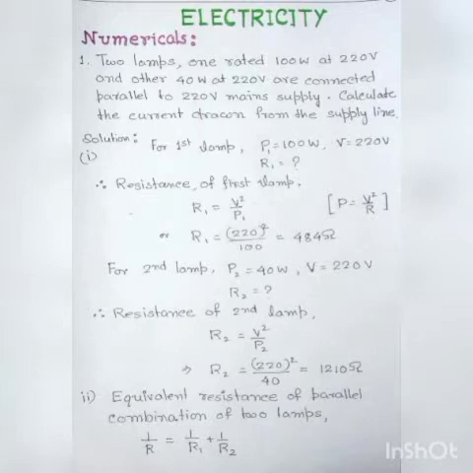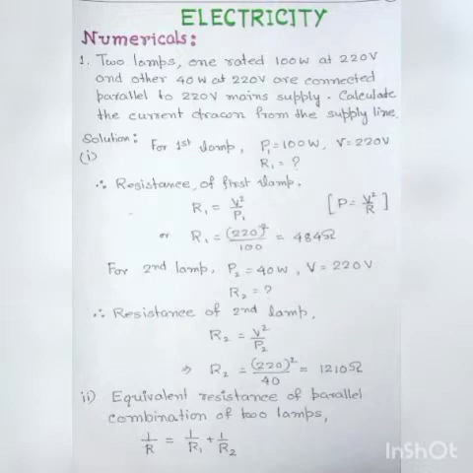that is, power equals the square of the potential difference divided by resistance. Using this relation, we can calculate the resistance of each lamp. So, resistance of the first lamp R1 equals V square by P1, where P1 is the power of the first lamp, that is 100 watt, and here the potential difference is 220 for both lamps. Substituting the values, we get R1 equals 484 ohm.